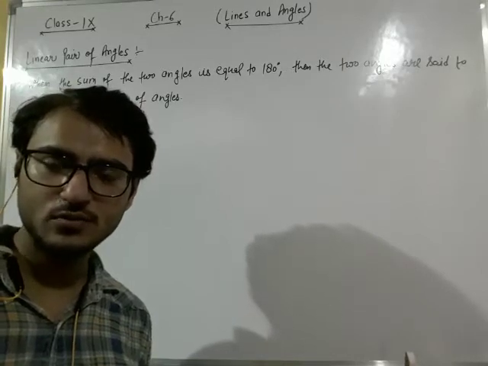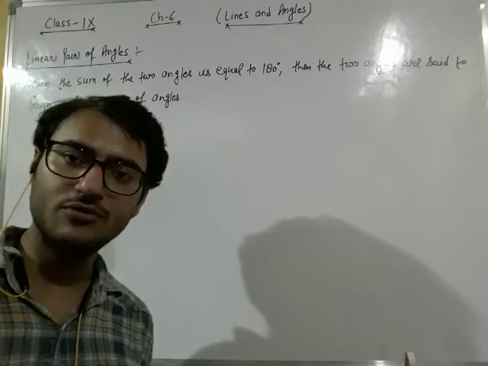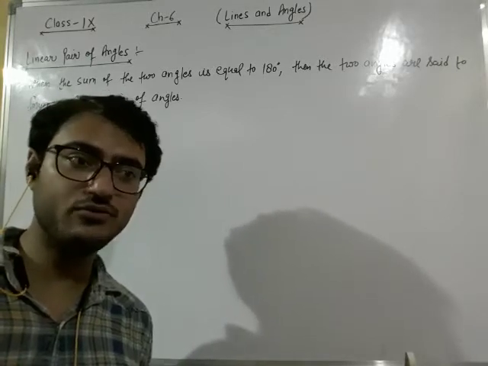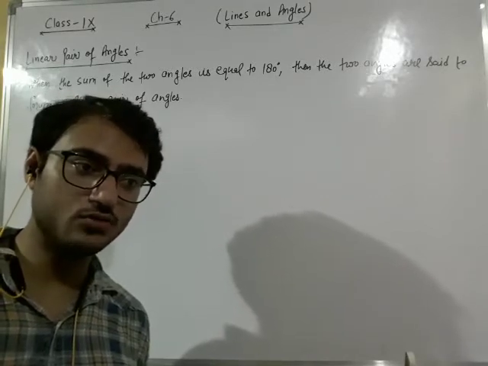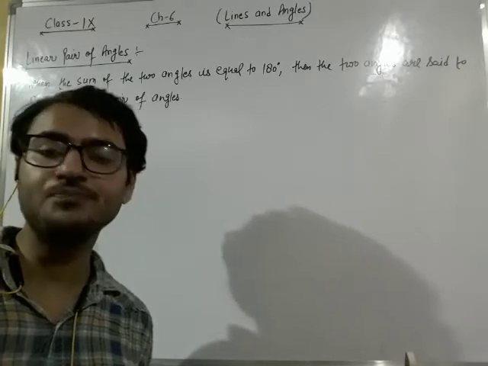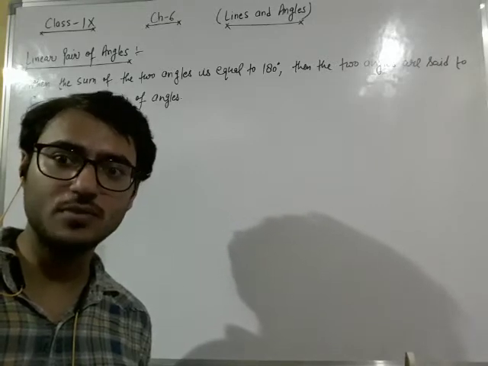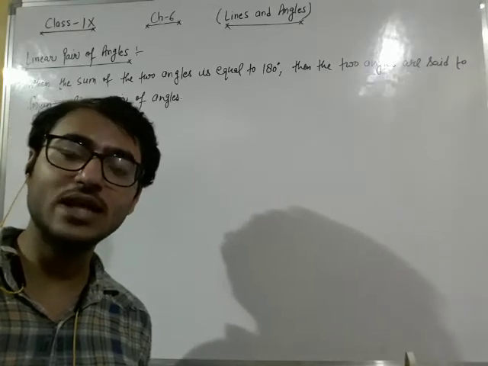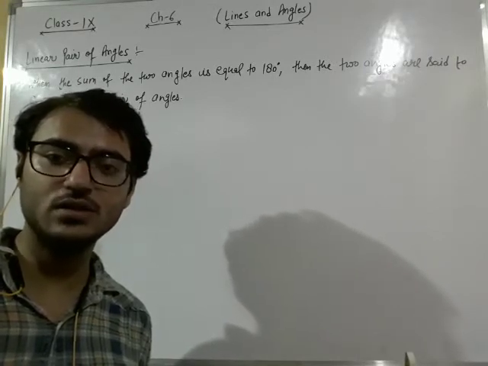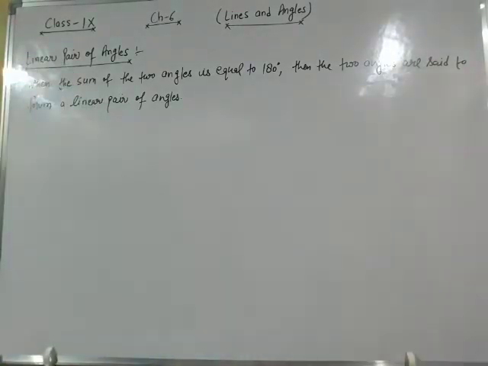Welcome back, students. We are studying chapter number 6, lines and angles, and we have discussed a few definitions that belong to the chapter, some facts about lines and angles, and then we have studied one special kind of angle, that is adjacent angles. There were three properties of adjacent angles: there should be one common vertex, one common ray, and the two non-common rays should be in opposite directions.